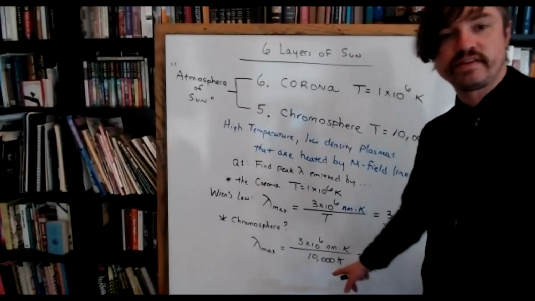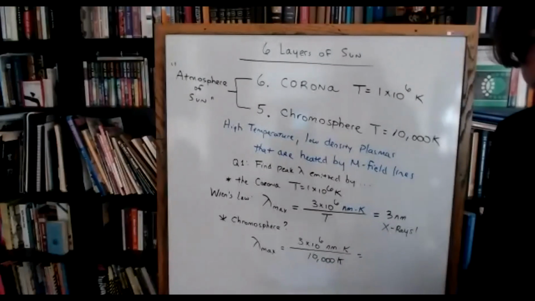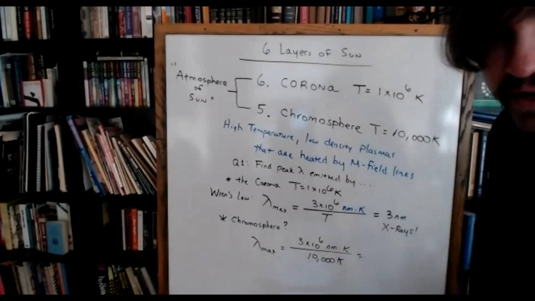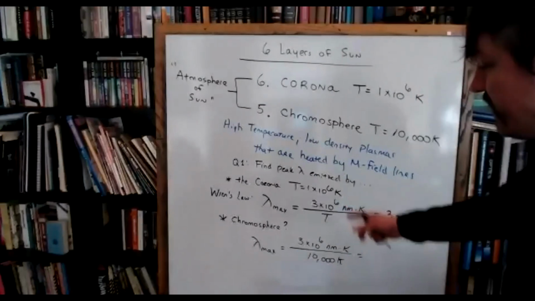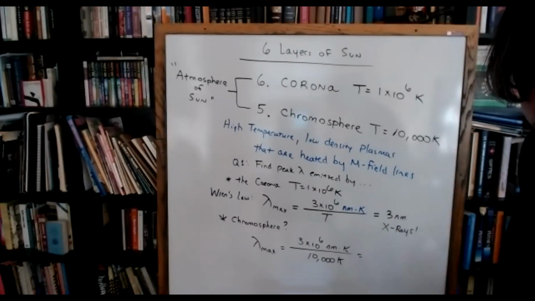What is 10,000 in scientific notation? I thought there's no scientific notation for that. One times 10 to the 4. Oh, that's why I'm missing a zero. Marcus, what's 10 to the 6 over 10 to the 4? That would be 10 to the 2. And what's 10 to the 2? 10 to the 2 nanometers.